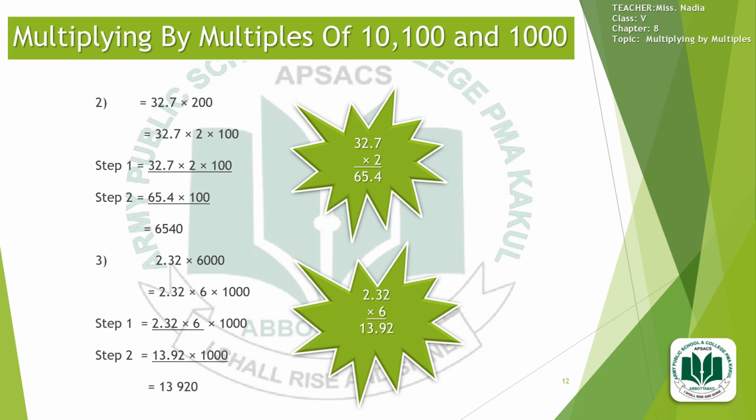In example 3, 2.32 multiplied by 6000. 2.32 multiplied by 6 multiplied by 1000. In step 1, we will multiply the decimal by 6. Result 13.92 is then multiplied by 1000. We will move decimal point three places to the right. Dear students, when there are 3 or less than 3 digits after the decimal point, we add zeros at the end to show the movement of the decimal point.